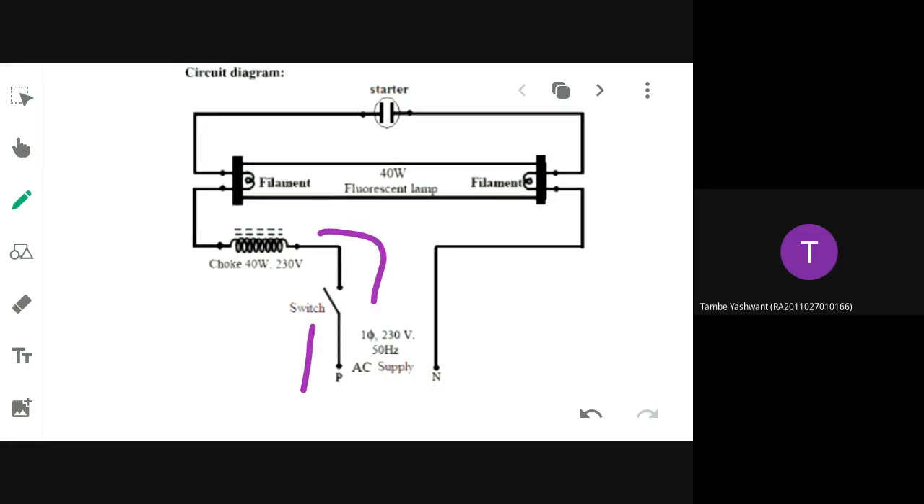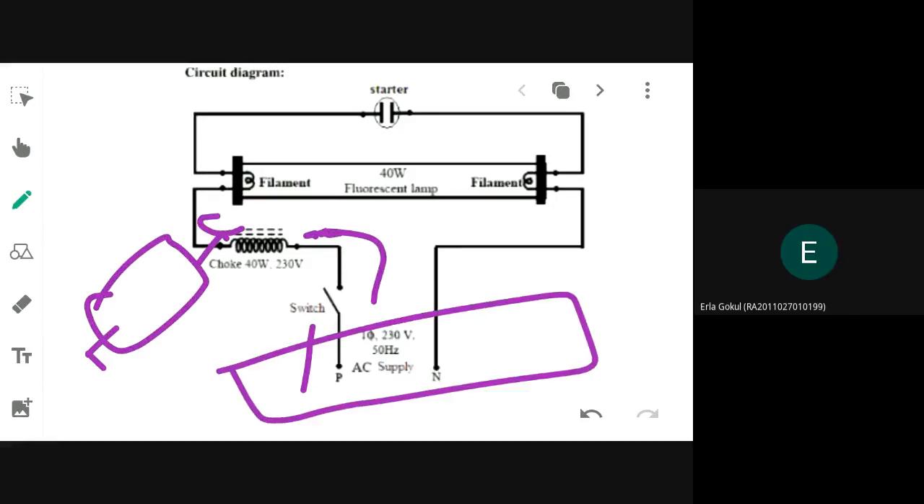Choke will be a box like thing. There also two terminals will be there. So to one terminal you have to give it from the switch end. Other terminal, the tube light, if you see, this is your tube light. So here one terminal will be there. Two terminals. So to one terminal you have to give the other end of the choke.